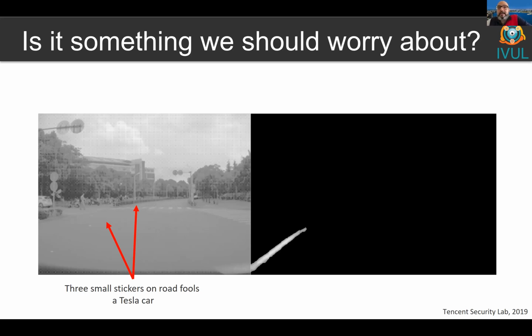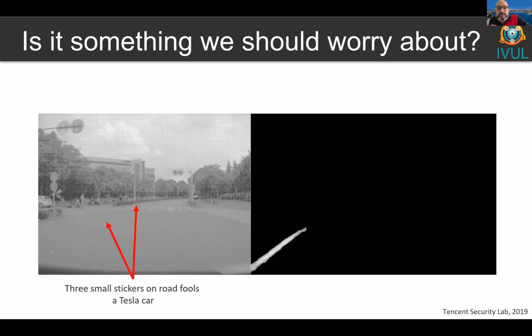However, there are natural adversaries, right? People actually hacking into systems to break them. So, for example, this is an example from the Tencent Security Lab in 2019, where they had a Tesla car running on autopilot. And they added a few small stickers on the ground. On the left, you see them here where the arrows are. There are these very small white stickers on the ground that basically made the Tesla car think that this was a separate lane and therefore do some erratic behavior.